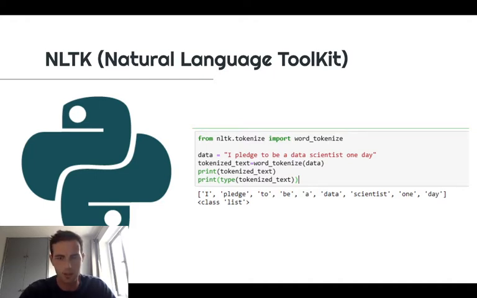So if I show you this example here, what I'm doing is importing the word tokenize function, and then I'm saying, here's my data, "I pledge to be a data scientist one day," and feeding that into the word tokenize function, and I get returned a list of each of those words, split and tokenized. That looks really simple on the face of it. You think, actually, I could write a couple of lines of code, maybe even one line of Python to do that.